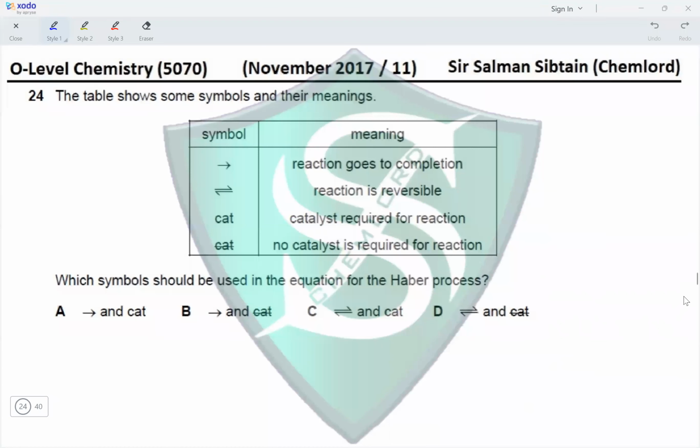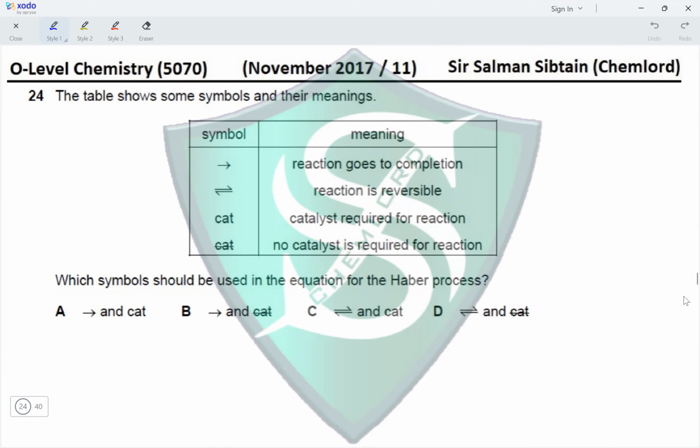Question 24. The table shows some symbols and their meanings. A forward arrow means reaction goes to completion. A reverse arrow means reaction is reversible. Cat represents catalyst is required for the reaction, and cat crossed out represents no catalyst is required for the reaction. Which symbol should be used in the equation for the Haber's process?